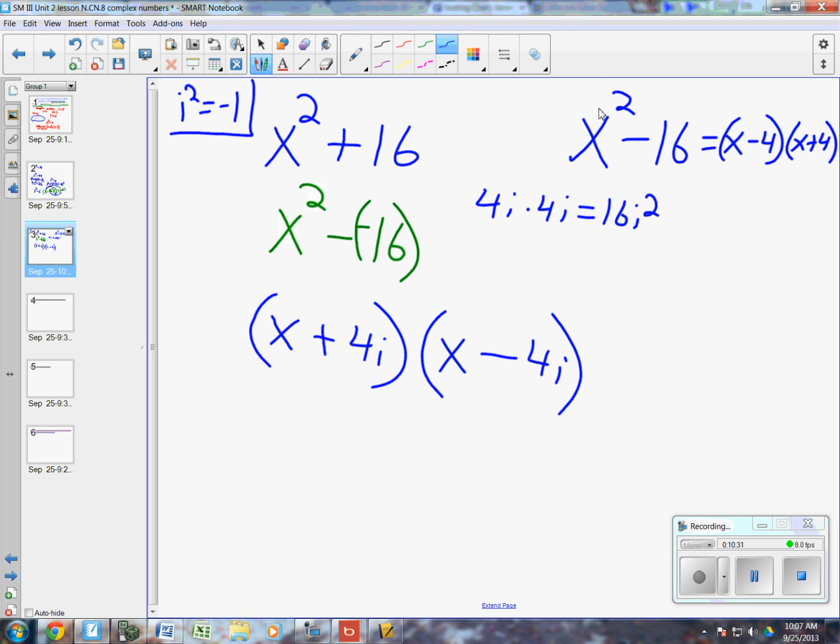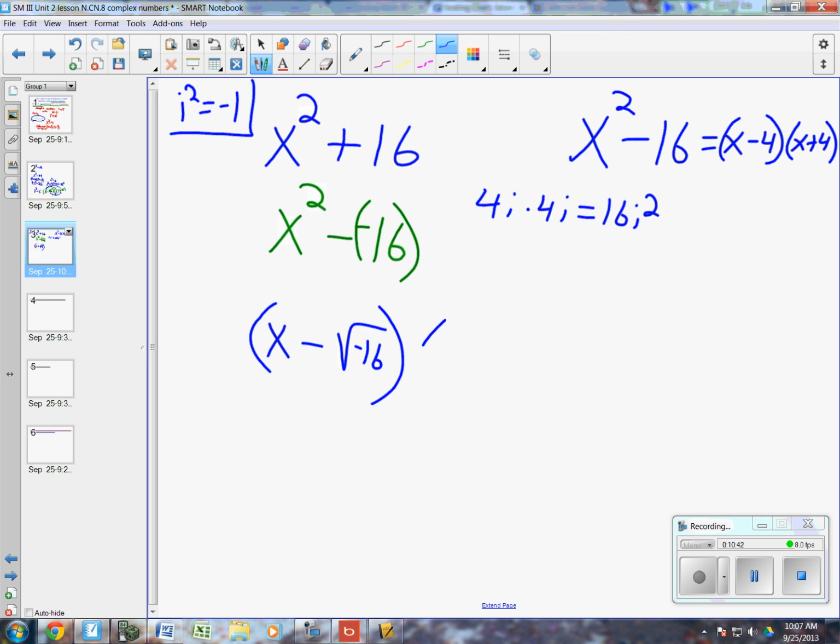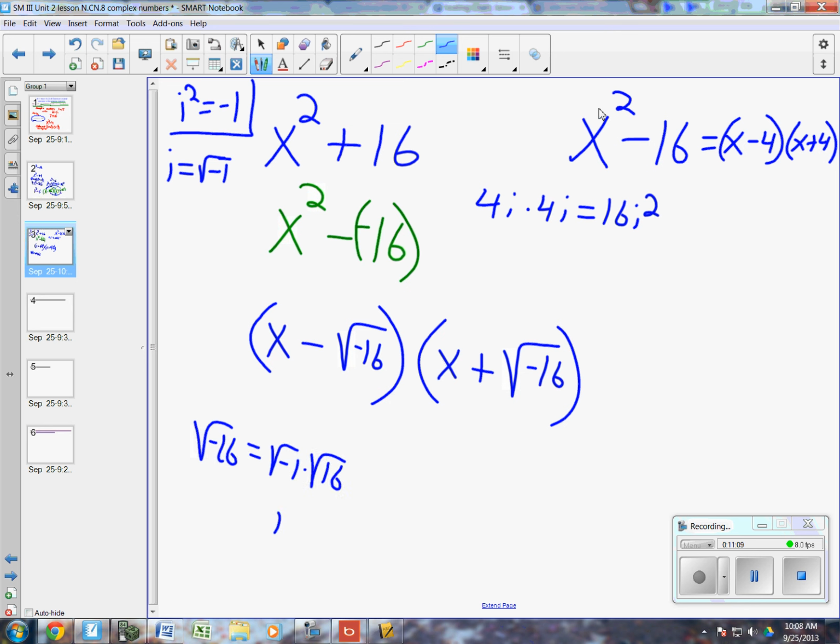Let me put one more step in here, you guys. I probably skipped a step. It's x minus the square root of negative 16 times x plus the square root of negative 16, right? Okay. Remember, when you take the square root of a negative number, it can't be a real number. It has to be, because remember that i equals the square root of negative 1. We learned that. So if you have the square root of negative 16, that's equal to the square root of negative 1 times the square root of 16. Square root of negative 1 is i. Square root of 16 is 4. So that makes 4i.